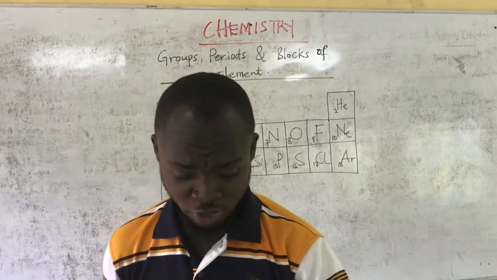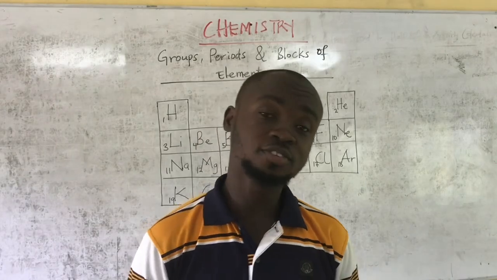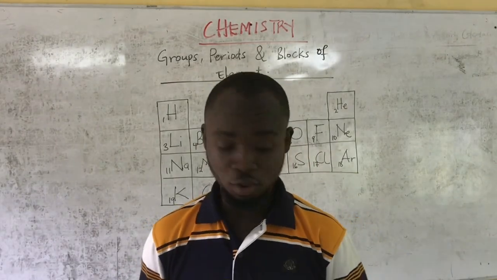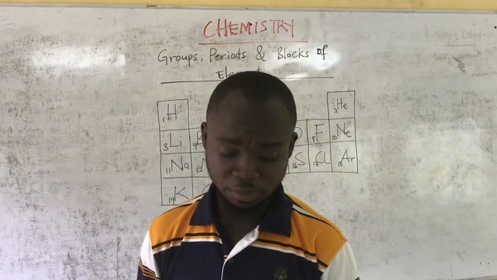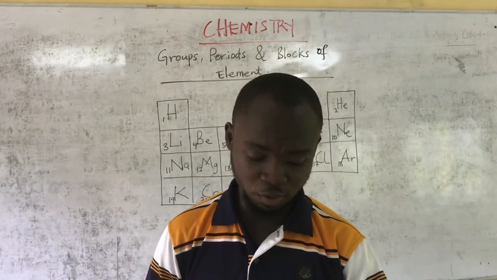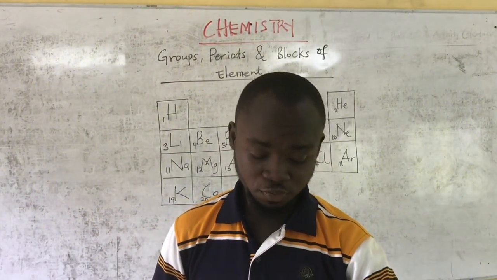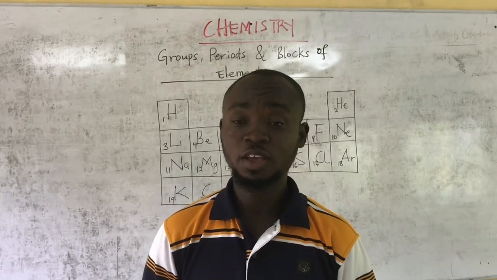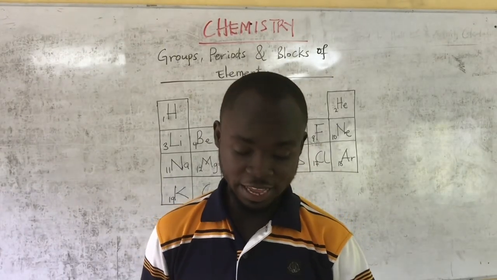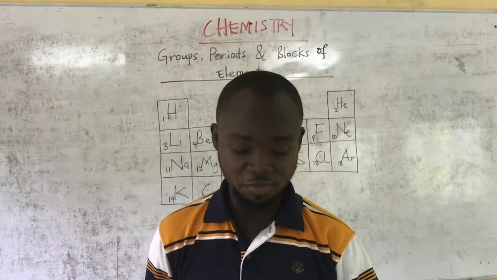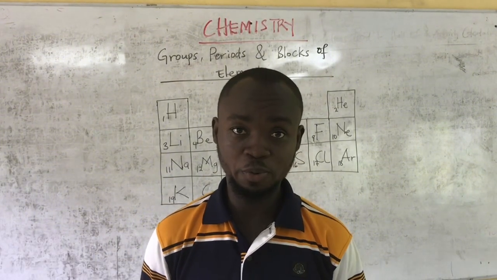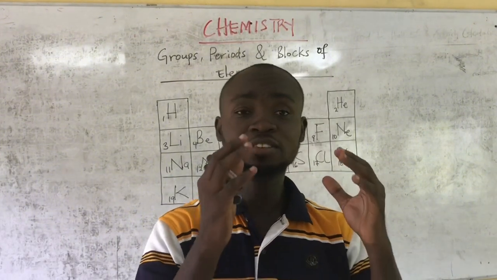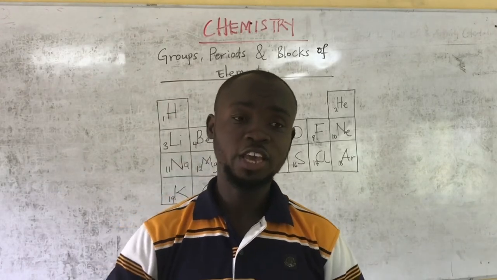In this lesson, we're going to look at the periodic table: groups, periods, and blocks of elements on the periodic table. When you're talking about the periodic table, it is where we can locate the elements. The elements have been arranged with increasing atomic number on the periodic table. The elements are arranged in groups and also in periods.